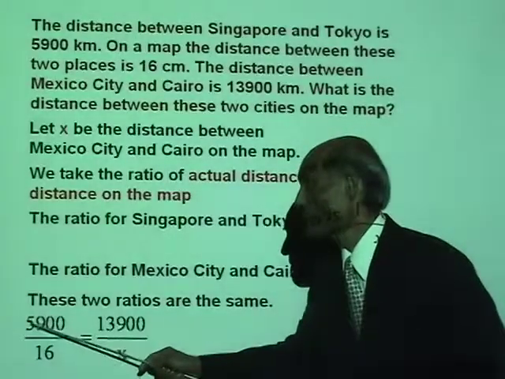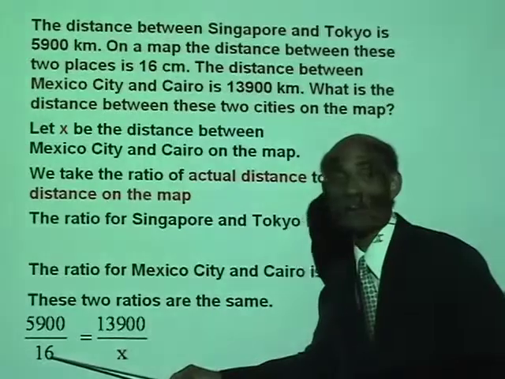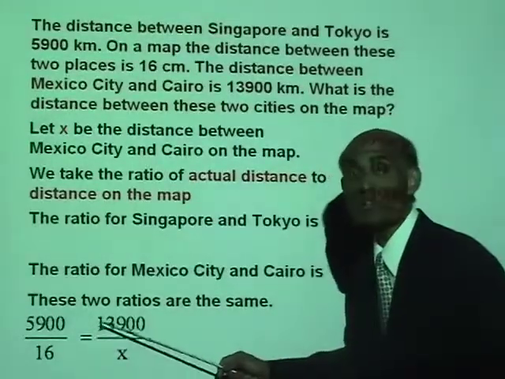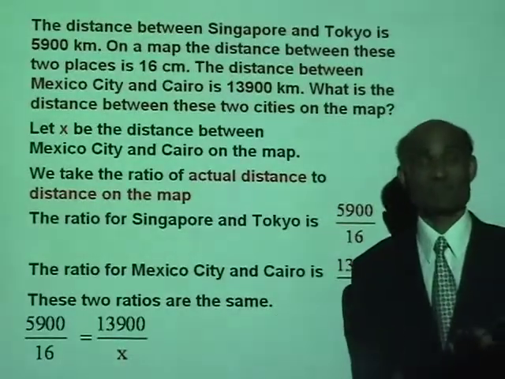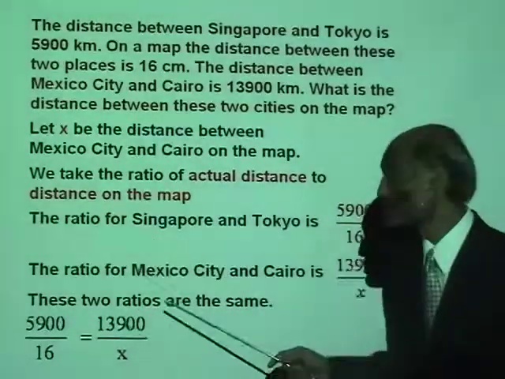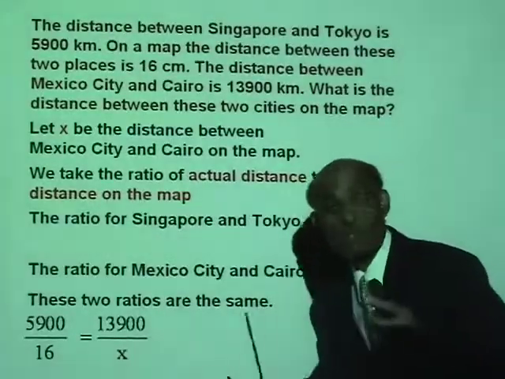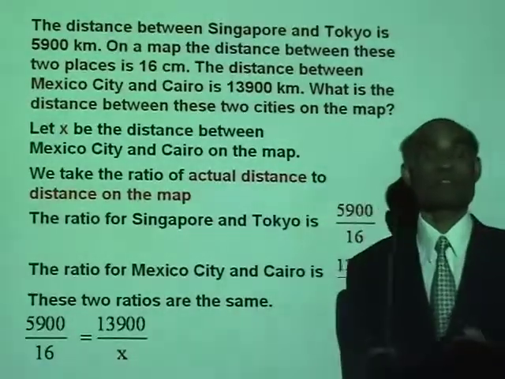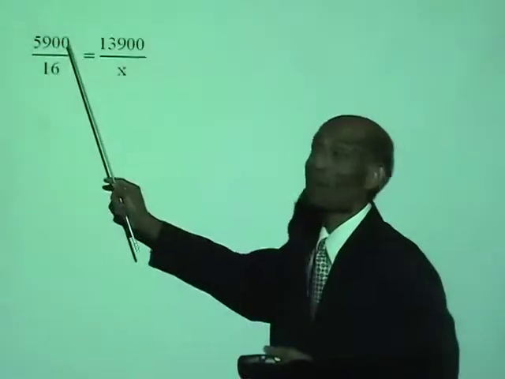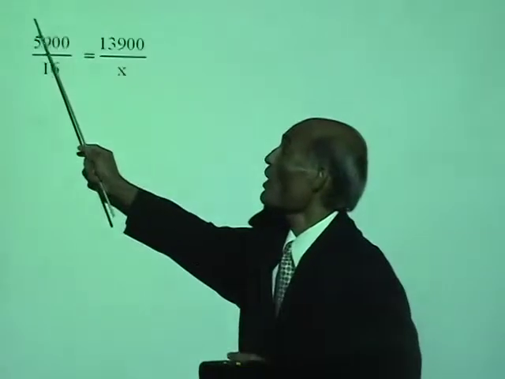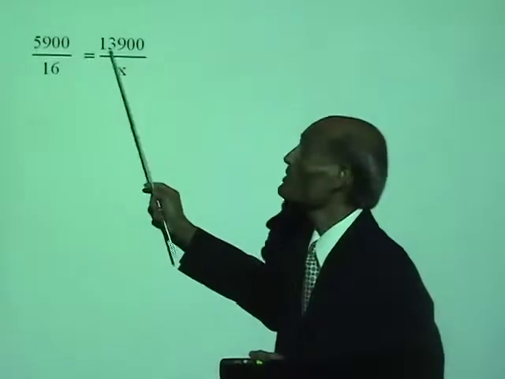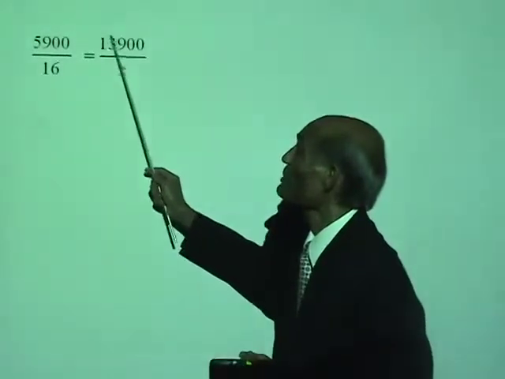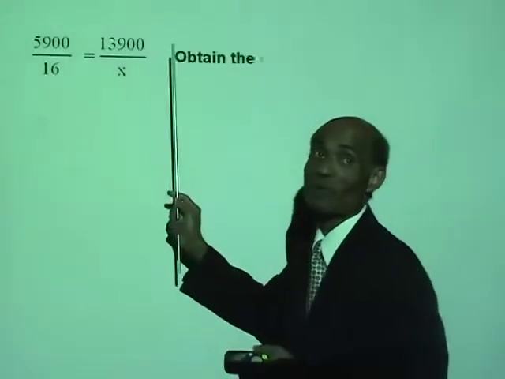Alright? It means 5,900 divided by 16 must be equal to 13,900 divided by x. We have now a proportion. We can solve for x by doing the cross multiplication. Let's go to the next slide and do it. Alright, this is our proportion: ratio of actual distance to distance on the map equal to ratio of actual distance to distance on the map.